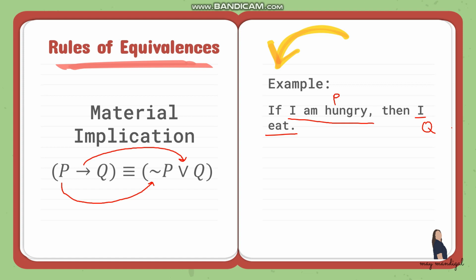Now to write the equivalent statement of this using material implication, we negate P, then we copy Q, and from the implication we change it to or. So it should be not P or Q. In statement, I am not hungry or I eat. So this is not P, I am not hungry, and then we have or, I eat. They are just equivalent with one another.